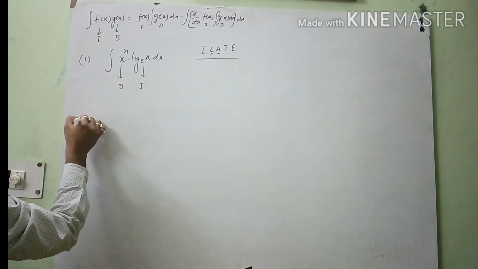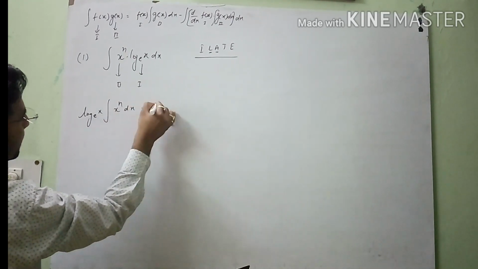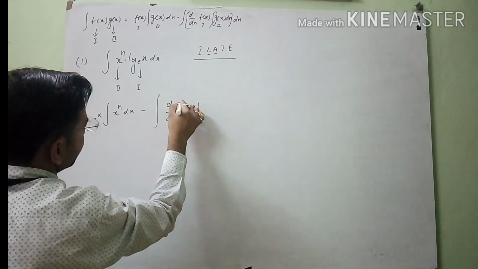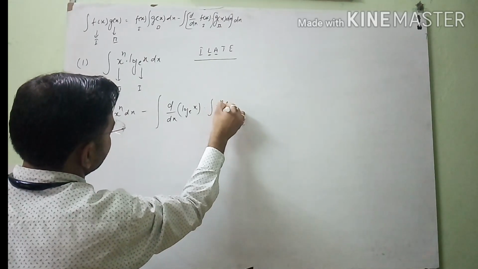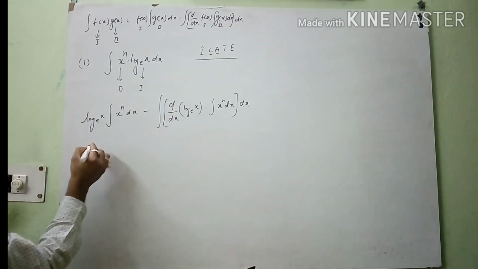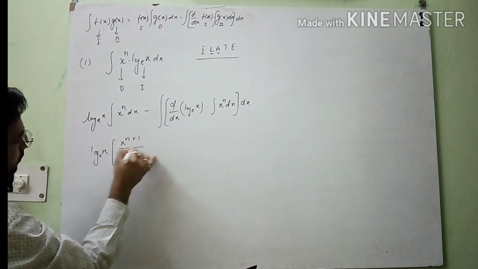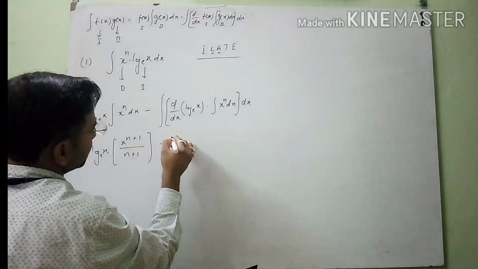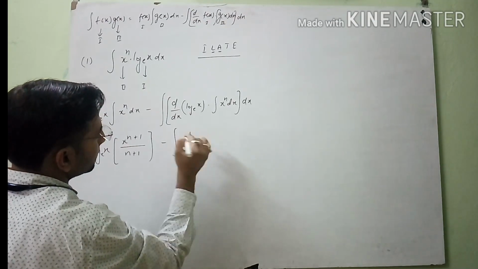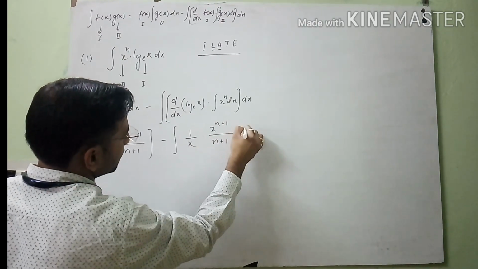See here, first of all I will write the first function, which is log x, times the integration of the second, x raised to the power n dx, minus the integration of the differentiation of the first, which is log x, times the integration of the second, which is x^n dx. After that, using the integration symbol, we will solve here. See student, log x times x raised to the power n means x^(n+1) over n+1, minus integration, so d/dx of log x is 1 upon x, into the solution for this, x raised to the power n+1 over n+1 dx.